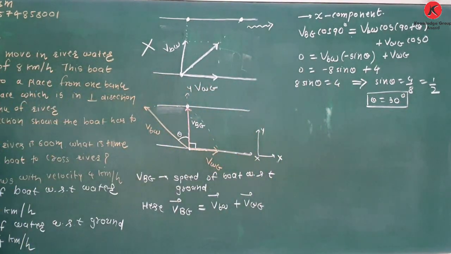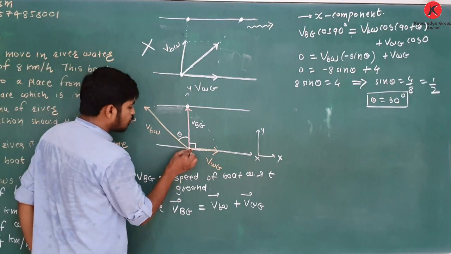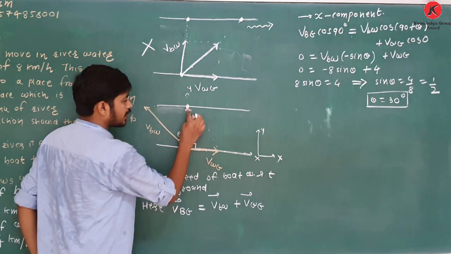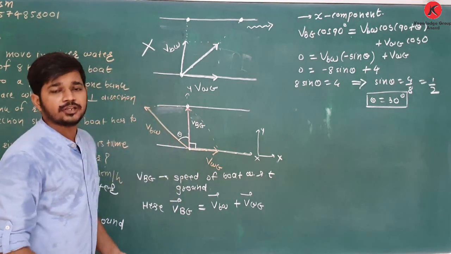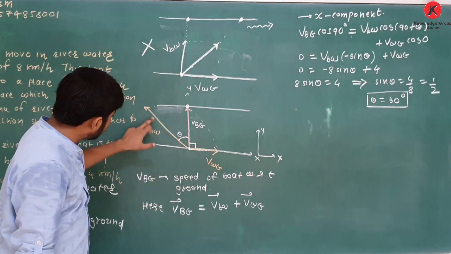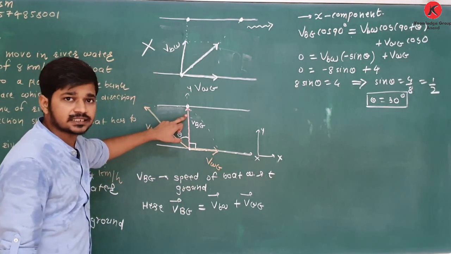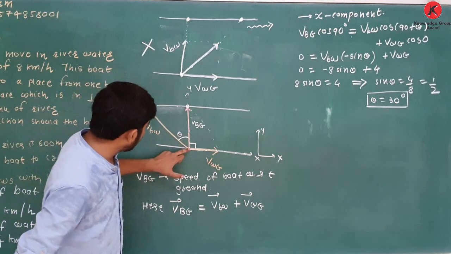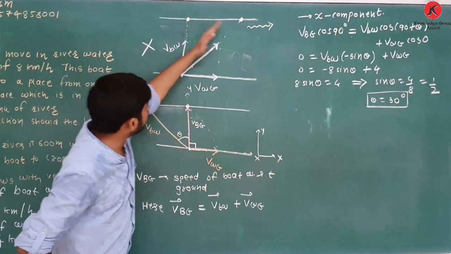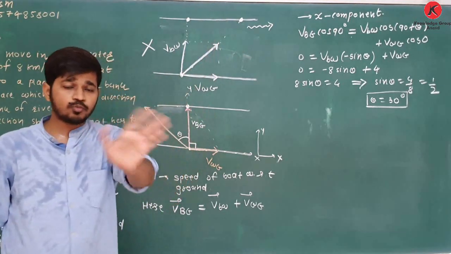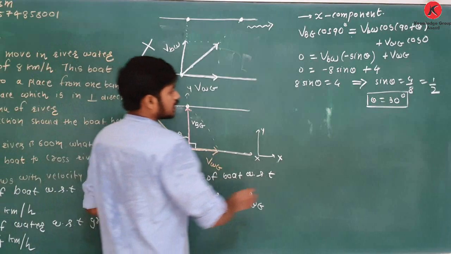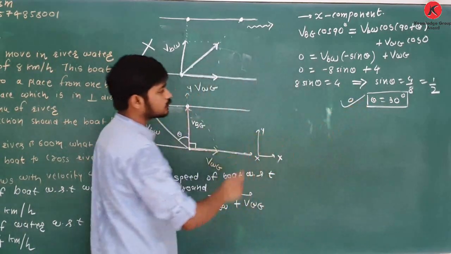So what is your first answer? You have to move the boat at an angle of 30 degrees with this perpendicular line, with this y-axis. If you move your boat at 30 degrees with the y-axis, then you will reach this perpendicular point. Otherwise, you will reach some other point and not the perpendicular point. Clear about this? Okay. So the first answer: theta is equal to 30.